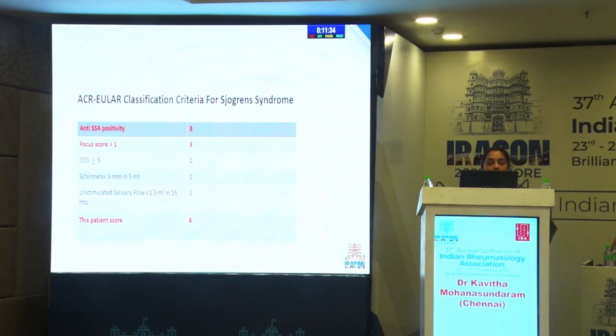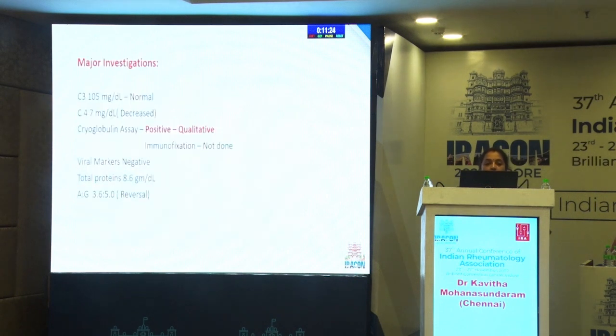We did not do an ocular staining score. The Schirmer's was not less than 5 mm. And we do not normally do unstimulated salivary flow in our center. Other major investigations from a rheumatological side were done while surgical side things were going on. From the rheumatologist perspective, I also did a complement. C3 was normal, C4 was slightly low.